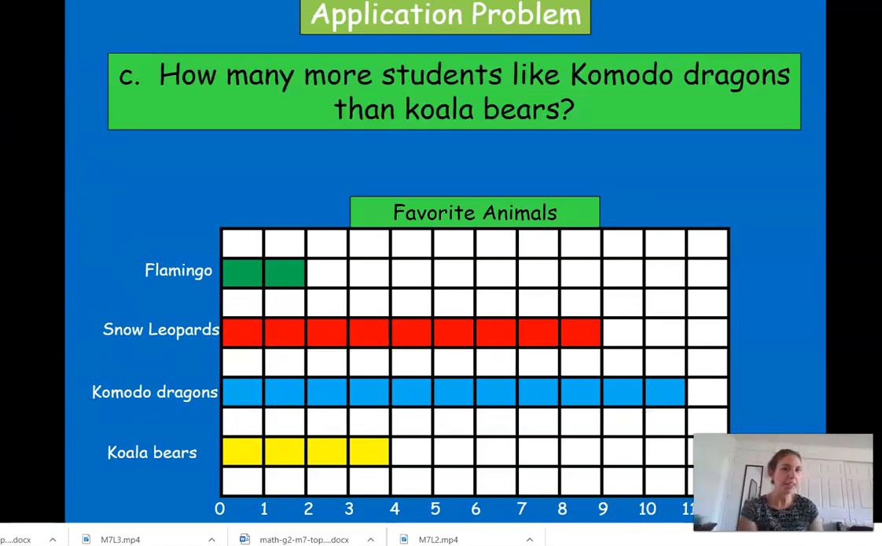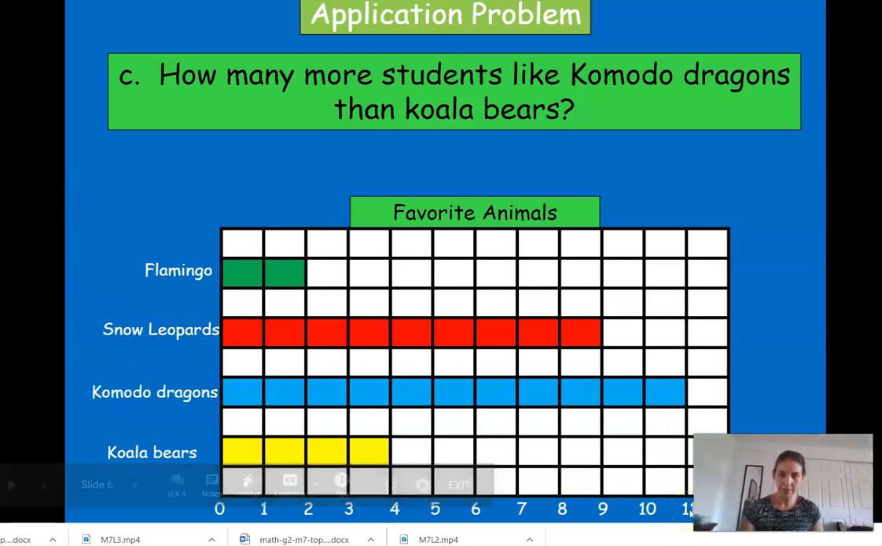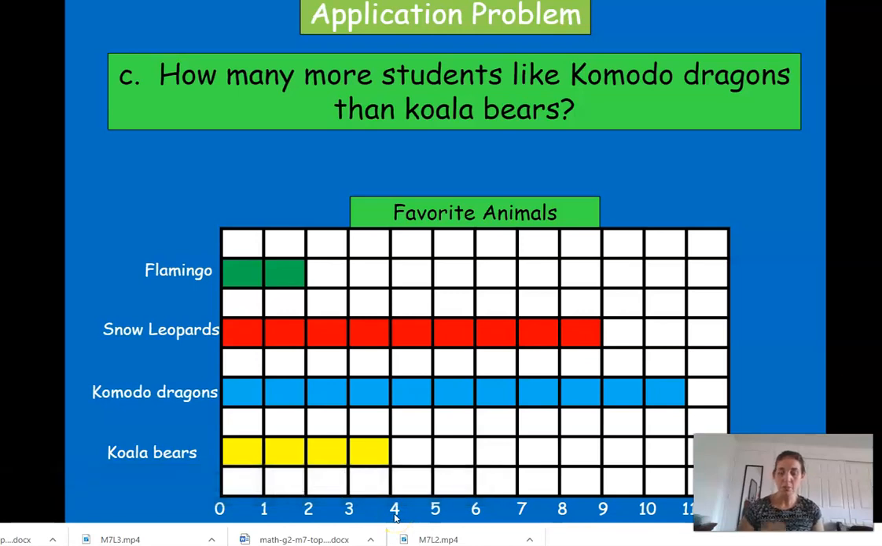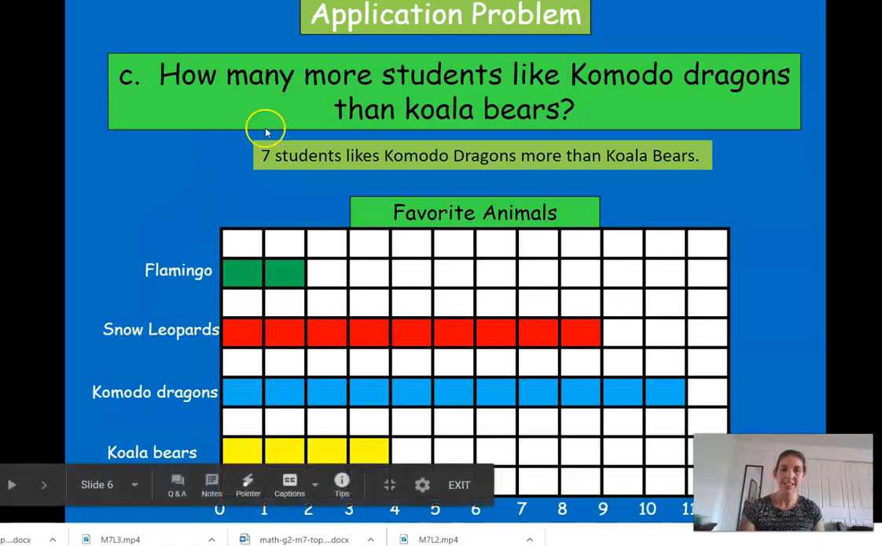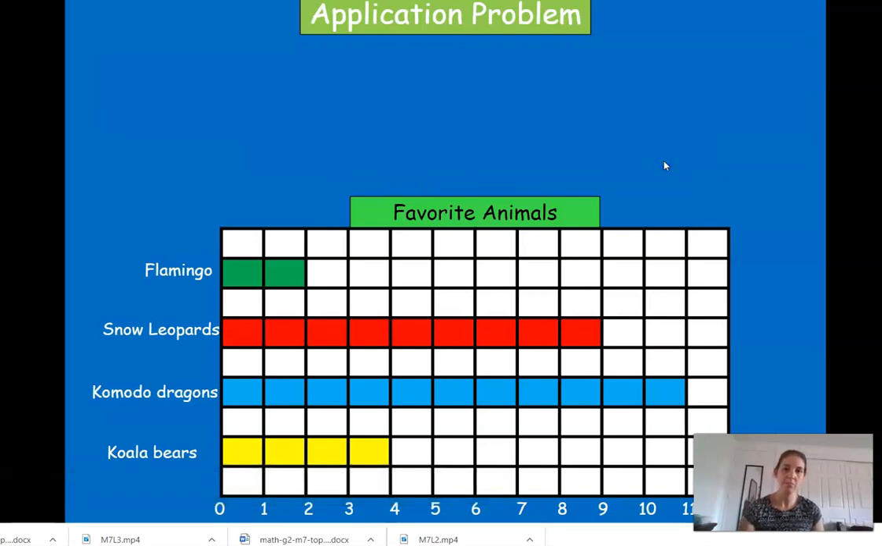How many more students liked Komodo dragons than koala bears? So we need to look at Komodo dragons, and there were 11 votes for Komodo dragons. There were 4 votes for koala bears. So we have to subtract 11 minus 4. And the answer is 7 students like Komodo dragons more than koala bears.